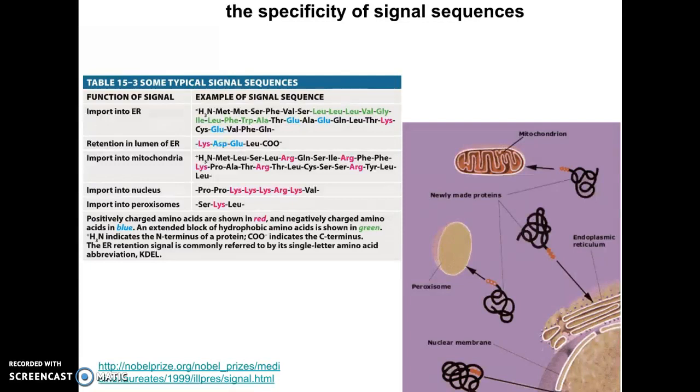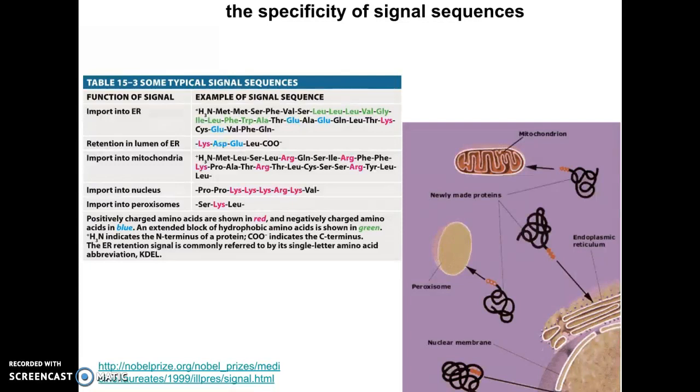That's not going to guarantee that it stays in the ER. There's a completely separate sequence that causes retention in the ER, and that's at the C-terminus. On the other hand, if it gets imported into the ER and then doesn't have that retention signal sequence, then it will get moved to the Golgi and the lysosome, because the default pathway is secretion from the cell.